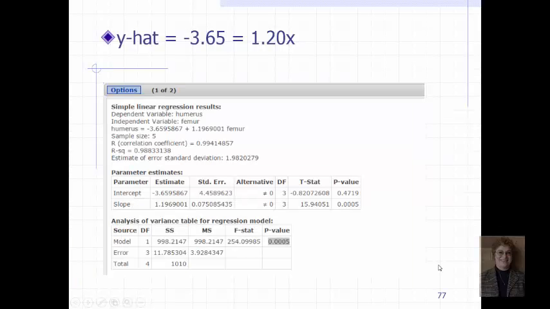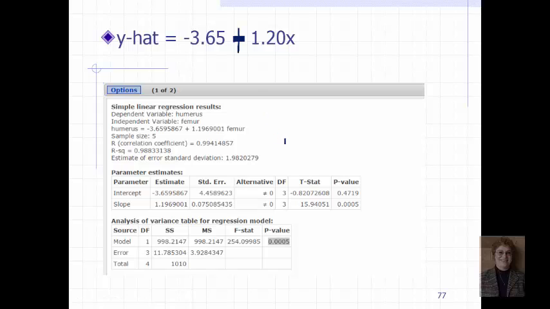So we brought that text box over from StatCrunch and I put it in my equation. Now let's talk about what this means. This means that our arm length, because remember y was our humerus, x is our femur, so the humerus length would be a negative 3.65 if we had no length to our leg bones. That doesn't make sense, but it does give us something to start with.